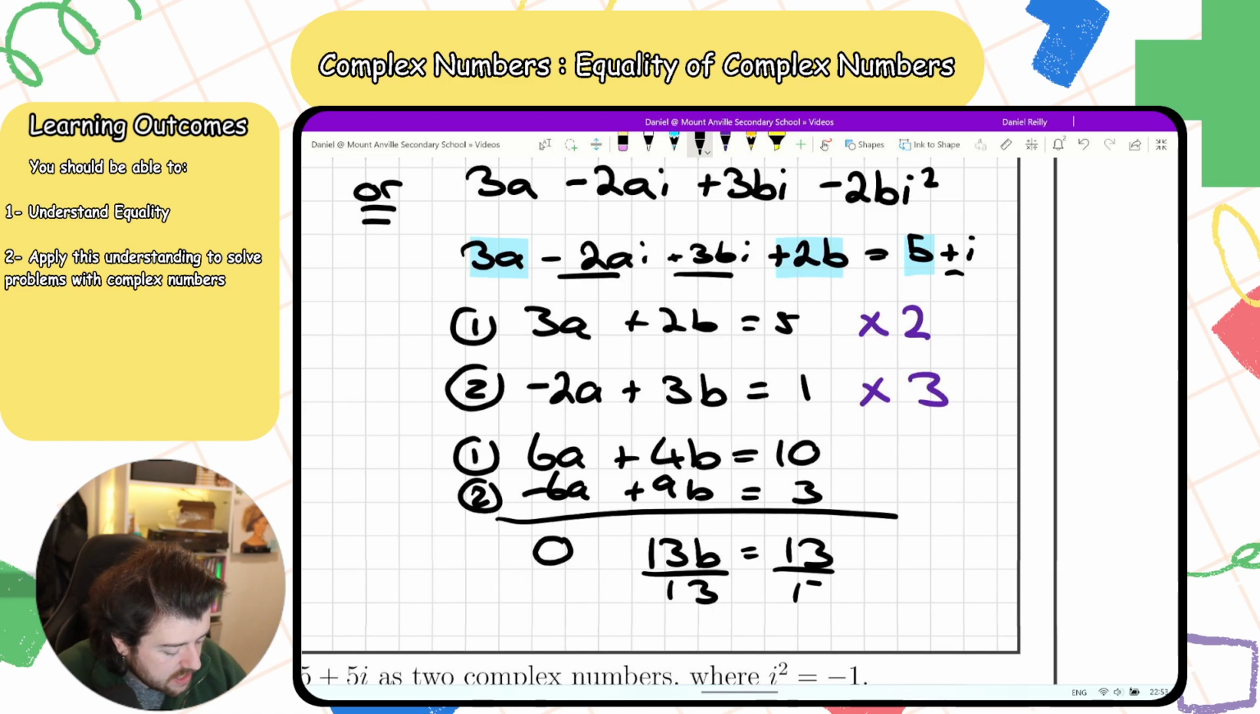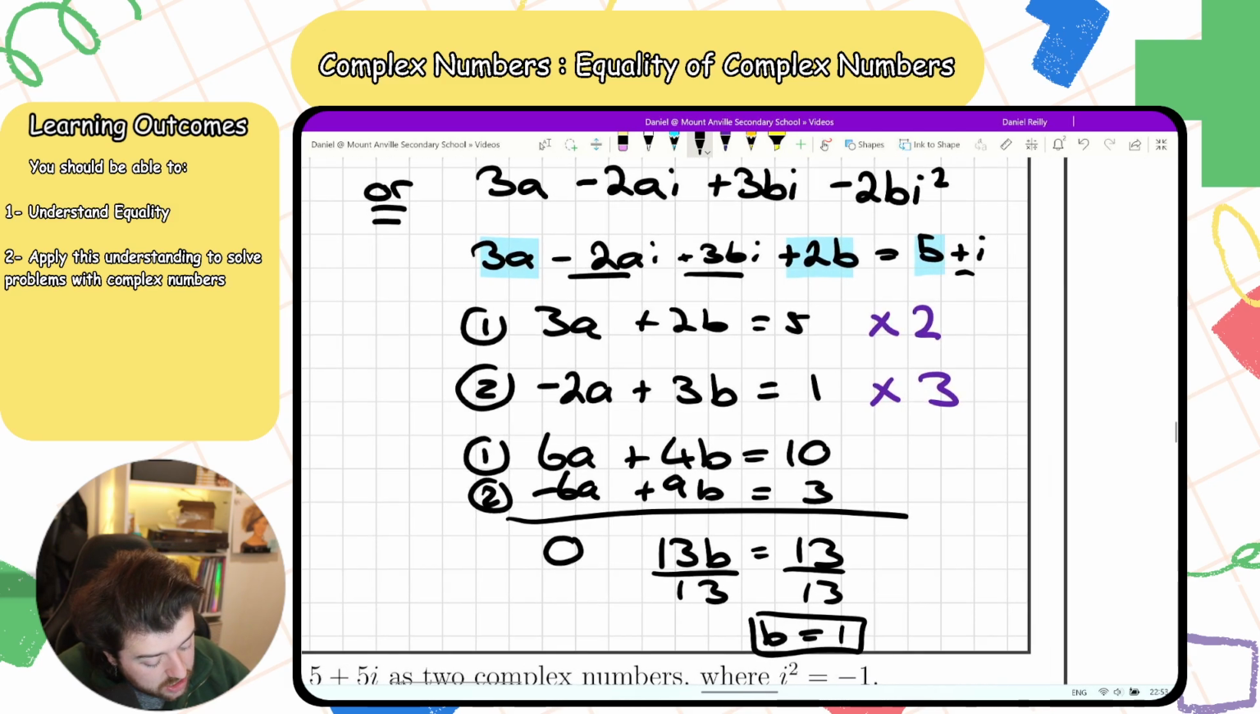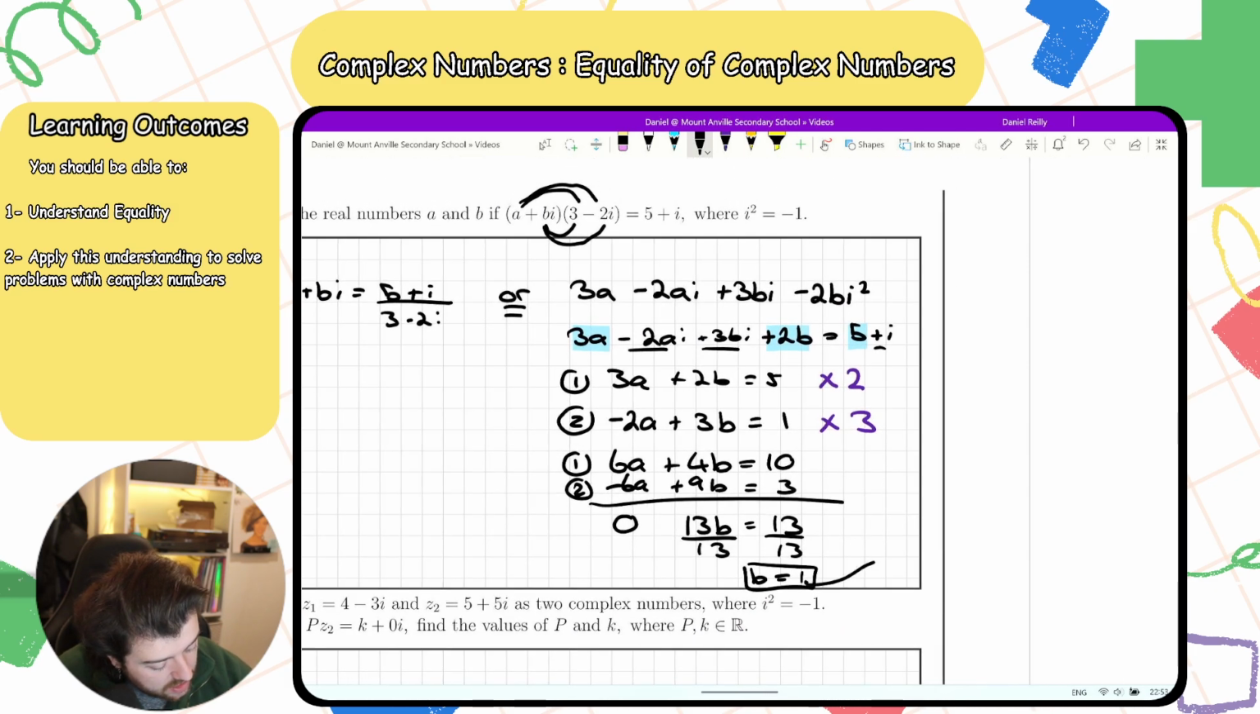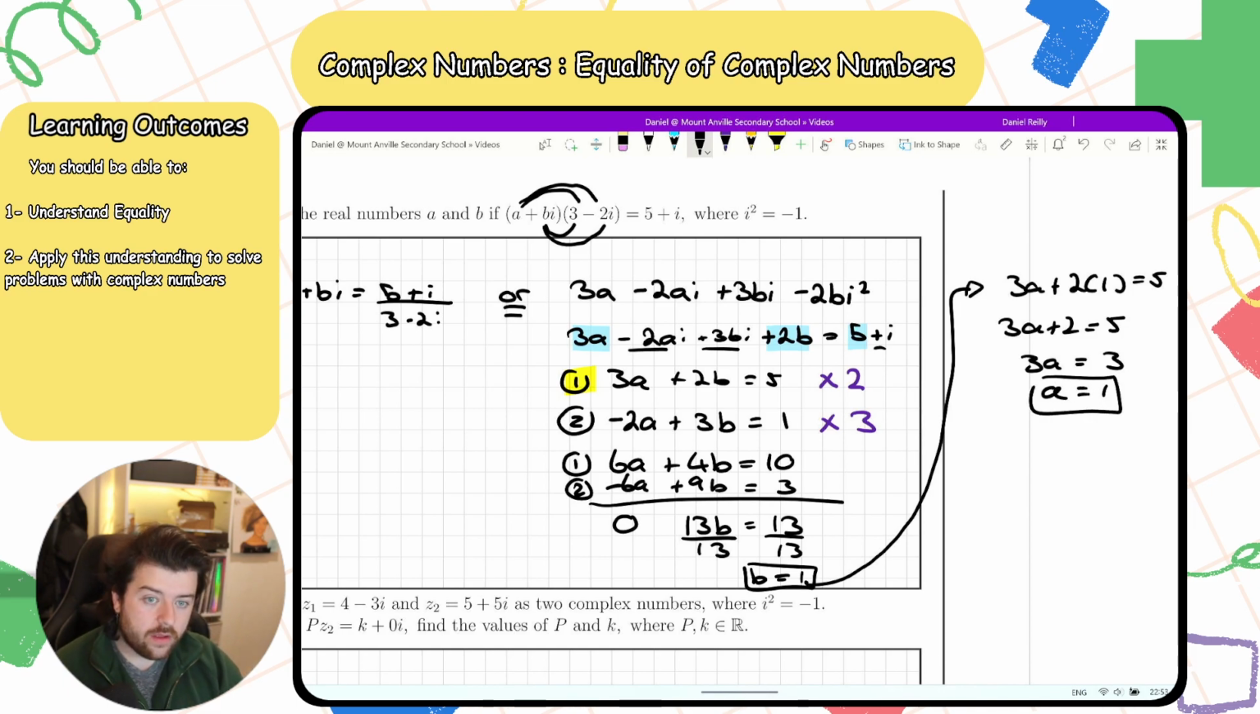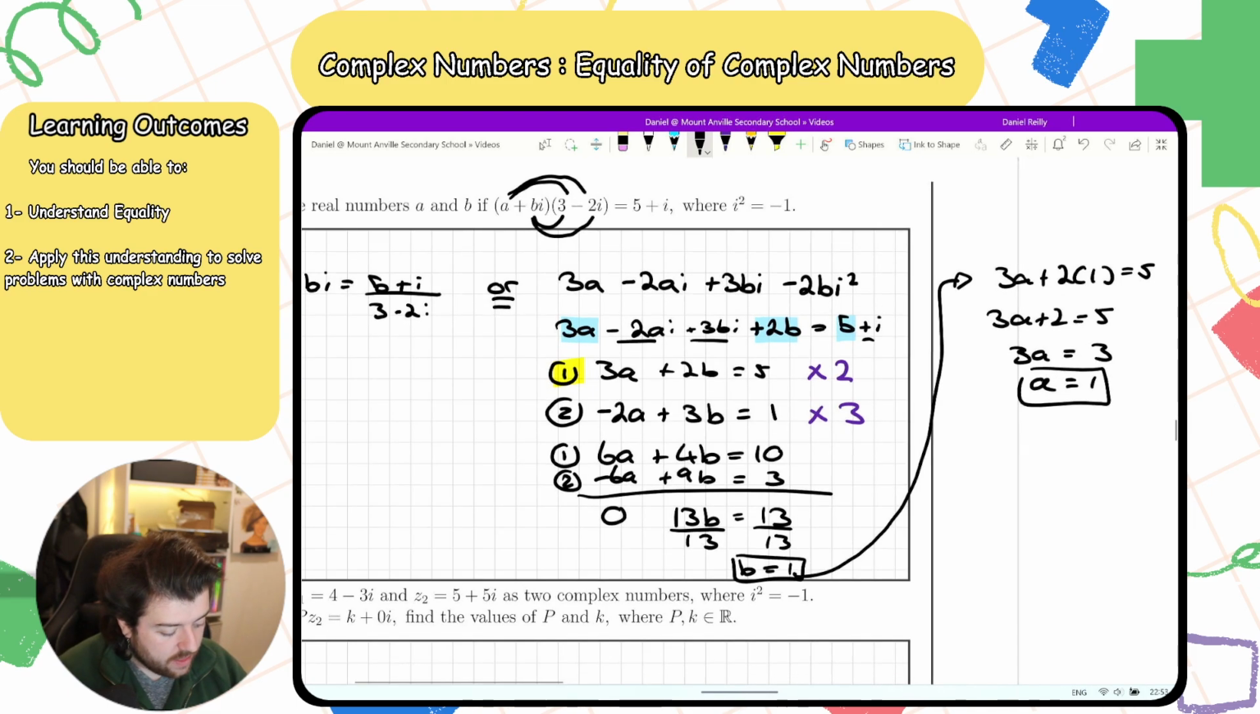Divide both sides by 13. b is equal to 1. I solved what b was. Now you just sub it back into one of the original equations to find out what a is. So I'm going to sub it into equation 1 here. So 3a plus 2 times 1 equals 5. 3a plus 2 equals 5. 3a equals 3. a is going to equal 1. You divide both sides by 3.